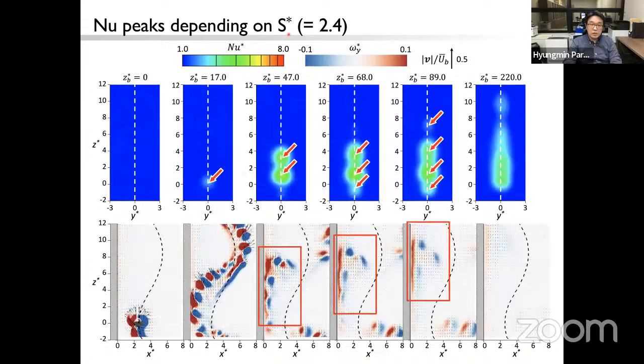So this is the case of S star of 2.4, and then you can see that we have 4 different peaks of the Nusselt number, which correspond to the 4 different wake vortices that actually interact with the wall. And then here, as I highlighted with these red boxes, you can see that, similarly to what I have shown in the previous slide, this bubble-induced wake tends to stay on the wall for a longer time than other cases. That means it has more chance to have an effect on the wall temperature from the bubble-induced flow.